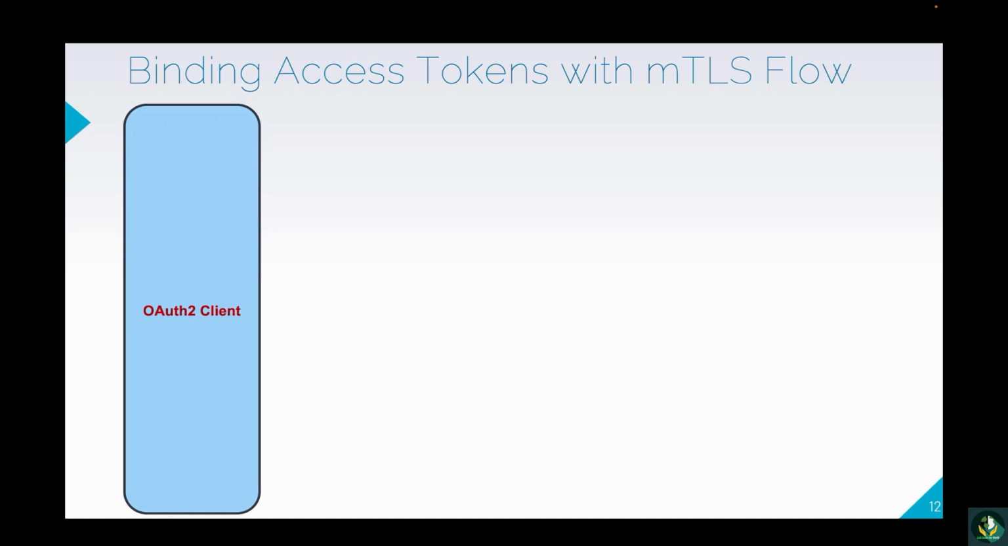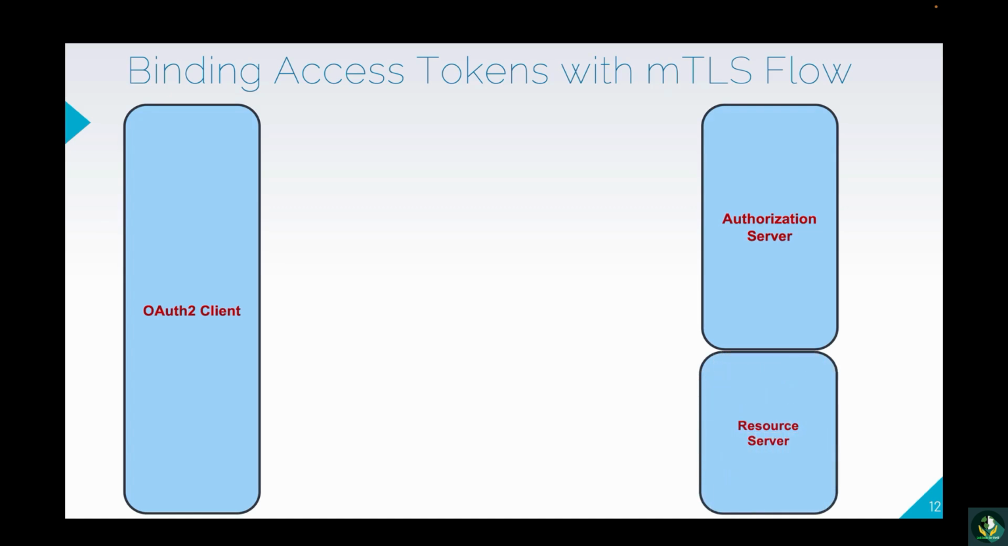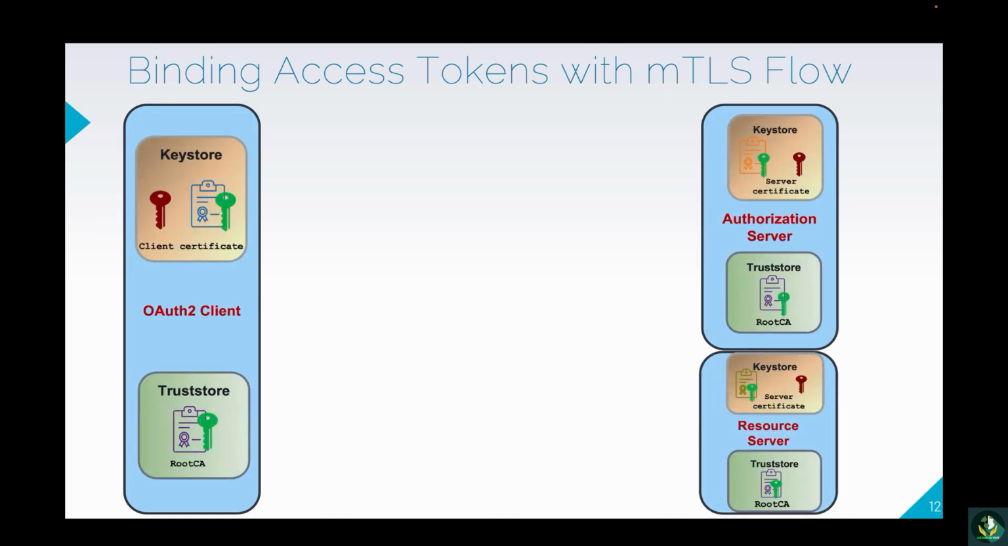As always, we begin with the OAuth 2 roles for the client credentials flow: the OAuth 2 client, the authorization server, and the resource server. Each of these entities has its own key store and trust store. If you recall from the basics, a key store holds the public and private keys of the certificate and includes the entire certificate chain if applicable. Each server has its own key pair. A trust store, on the other hand, contains trusted root certificate authorities, which are used to validate the signatures of incoming certificates.